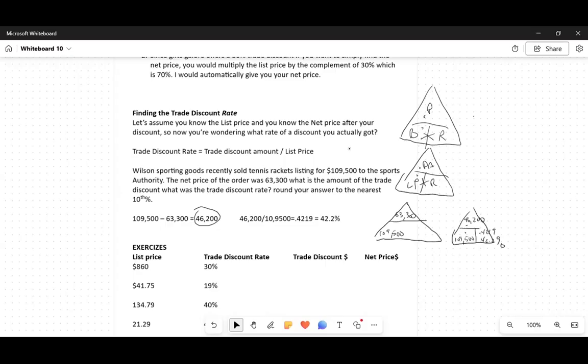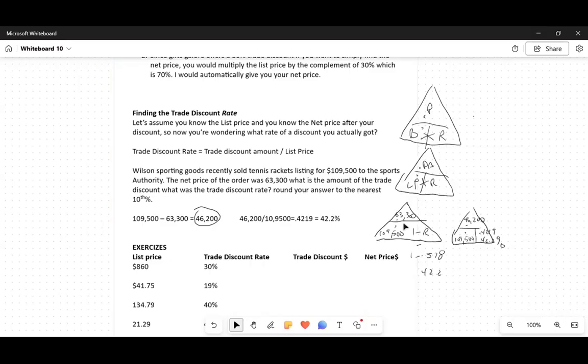Now again, I could have also done it this way, where I divided these two with one another, and then I would just take 1 minus the rate as my answer. So if I divided these two together, I would get 0.578 roughly. And what is 1 minus that? 42.2. So that was another way to do it. And we'll be looking at that.